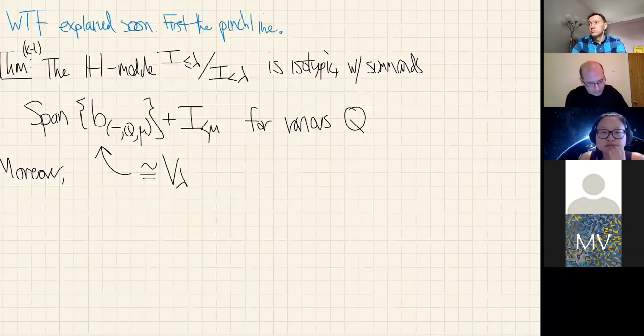Skipping some stuff because I'm short on time. So one way to construct the Specht module is as a subquotient of one of these ideals, left ideals, by another one. So let's see, what can I do in 2 minutes? Let's see what I can do.